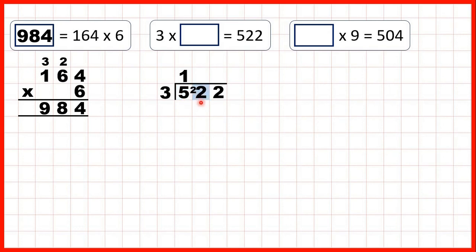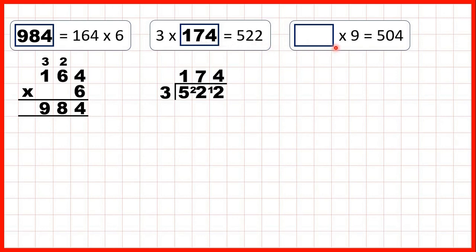Now, 22 divided by 3 is 7 remainder 1. That's because 7 times 3 is 21, then from 21 we need to add 1 to get to 22. So now 12 divided by 3 is exactly 4, because 4 times 3 is 12. So our missing number is 174.